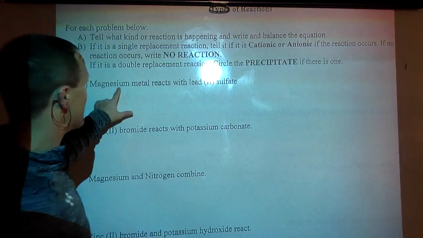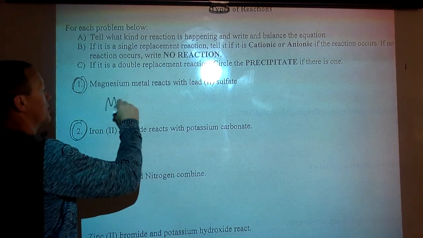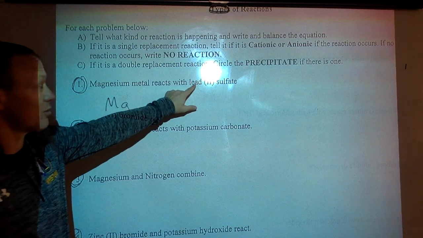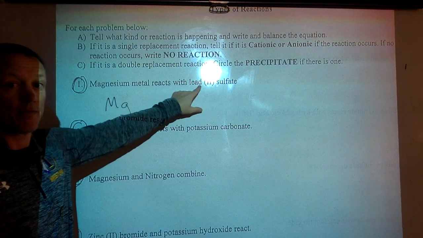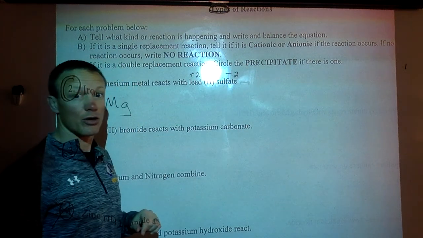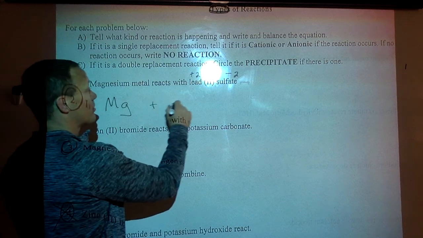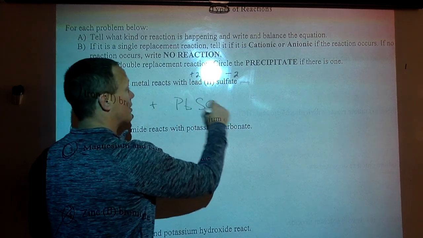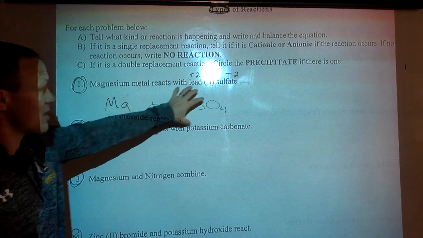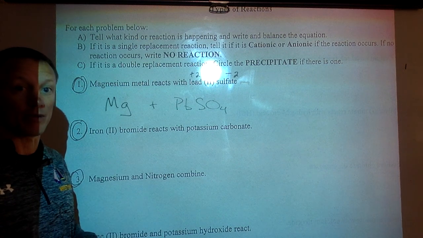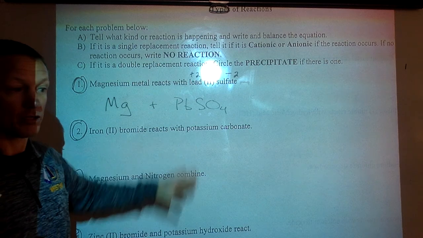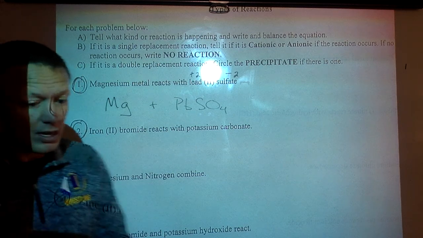So we got magnesium metal, so just magnesium, reacts with lead, sorry about the glare here, lead, Roman numeral 2, sulfate. Roman numeral 2 means that lead is a positive 2 charge, sulfate is a minus 2 charge. So when it says reaction, that's plus, lead sulfate, plus 2, minus 2, so we're good. Looking at this, we have a compound and an element. That means it is a single replacement. The element by itself is trying to replace something in here.